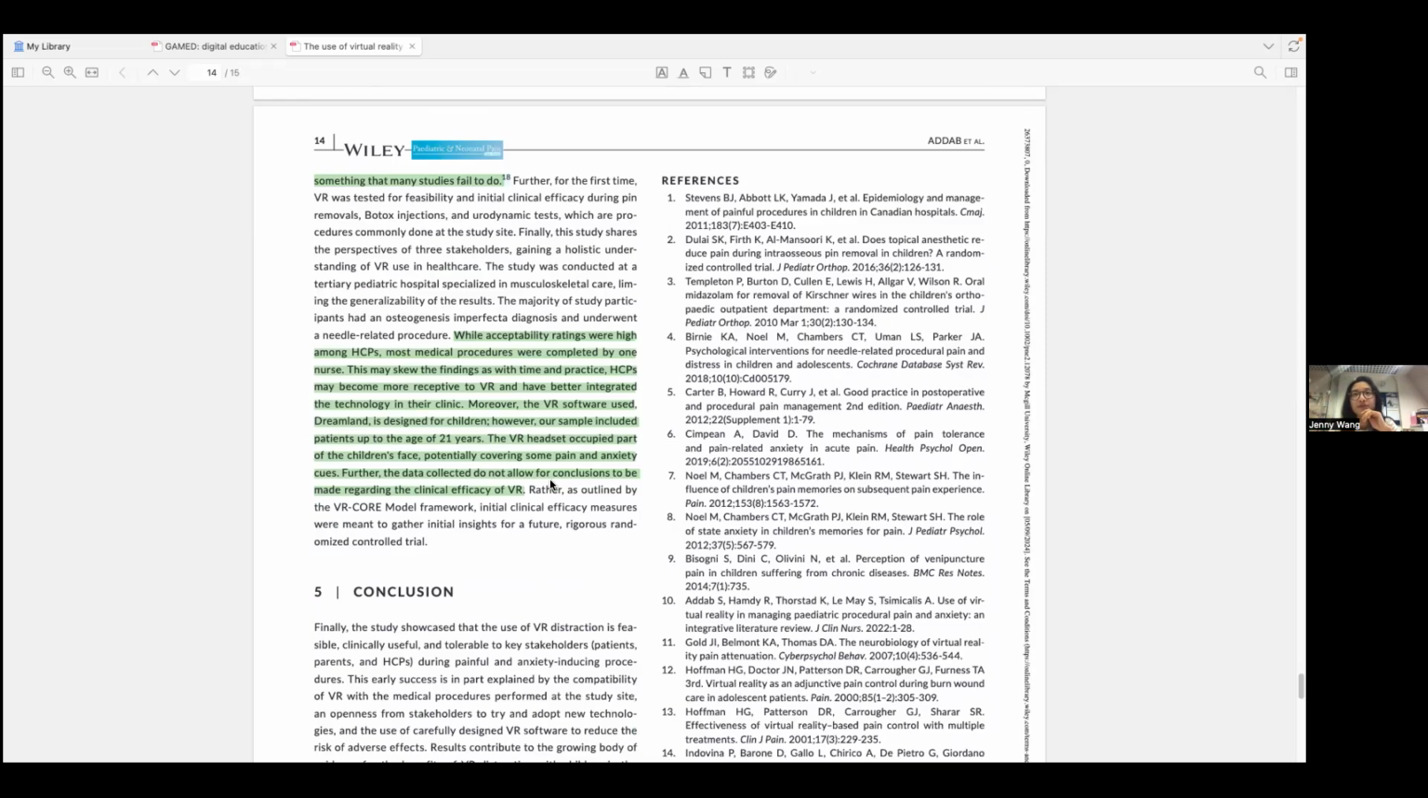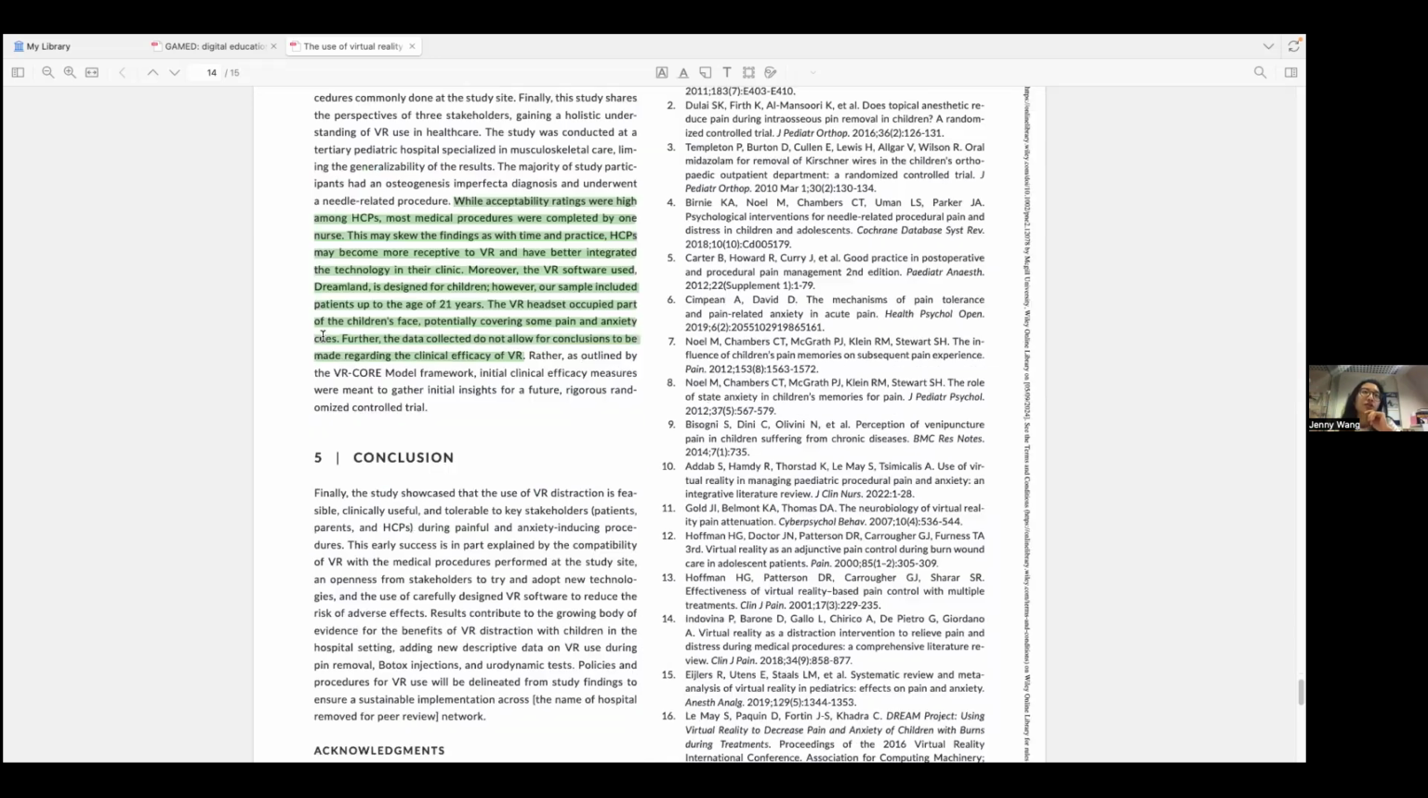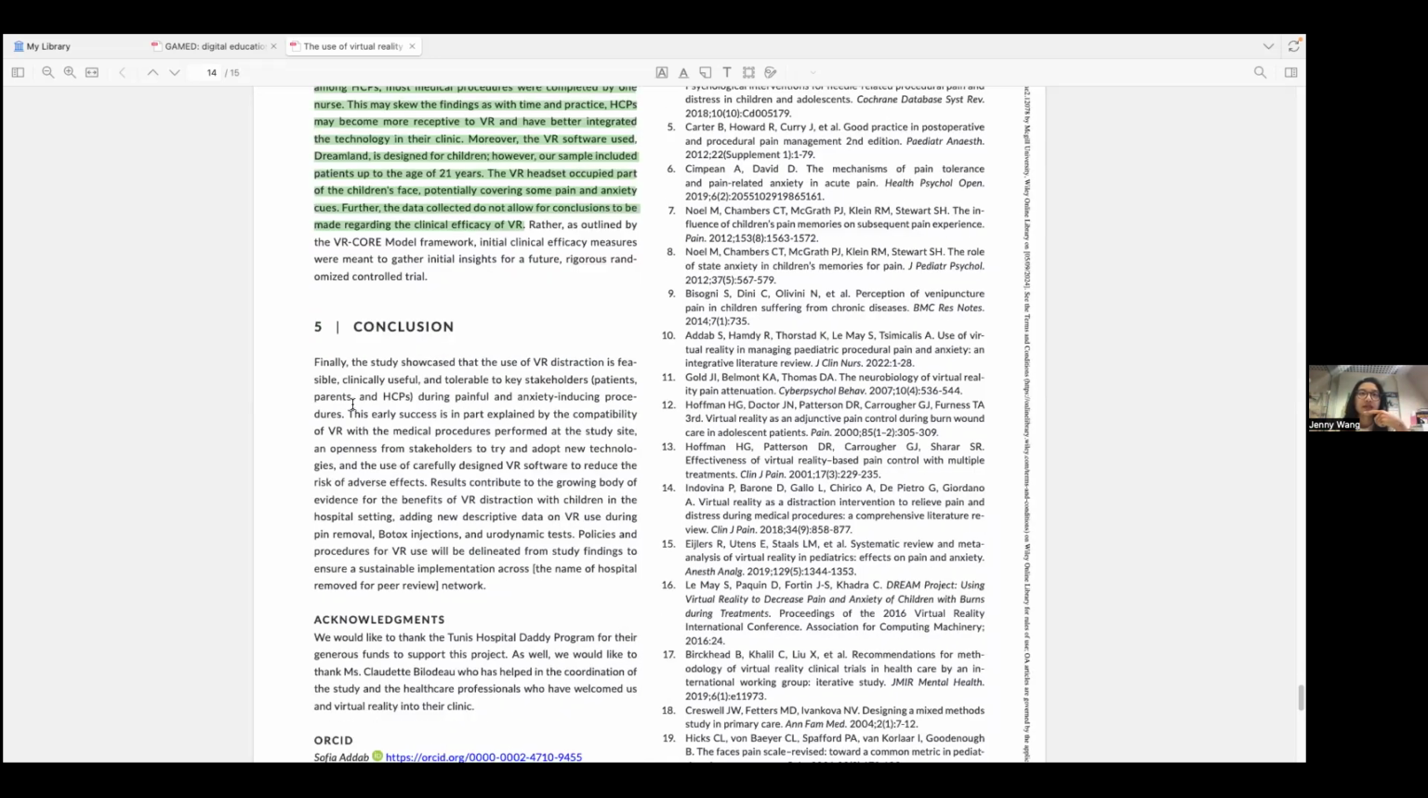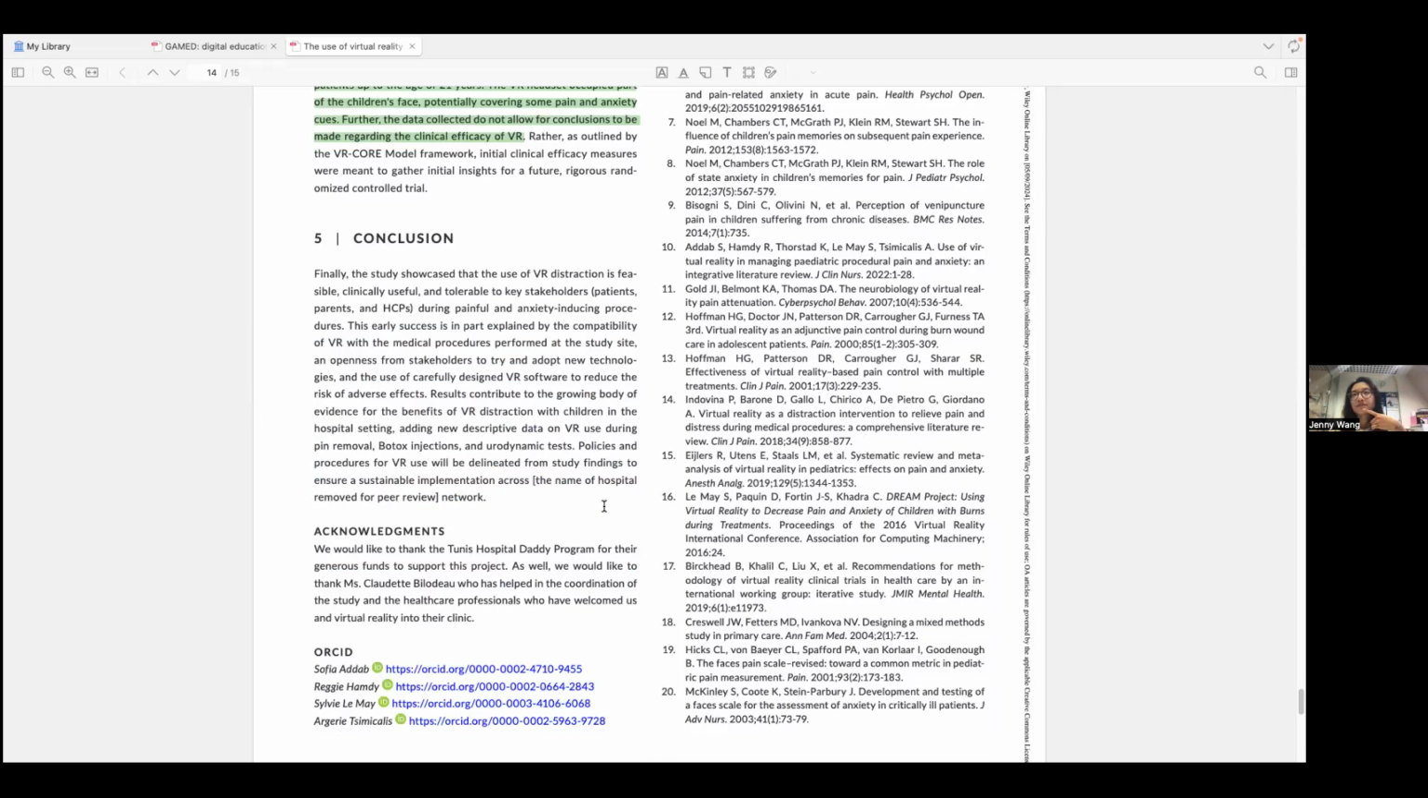The conclusion is the end of the article. So typically this is just one paragraph and it will summarize what they found.